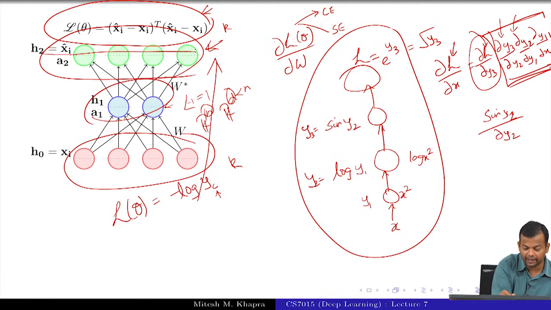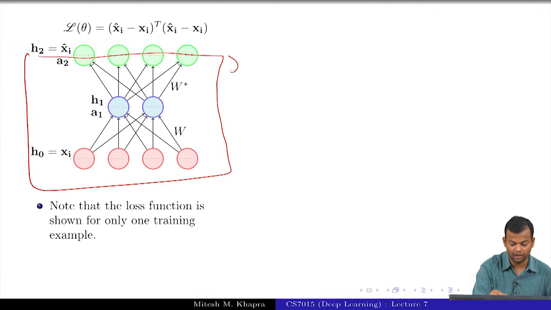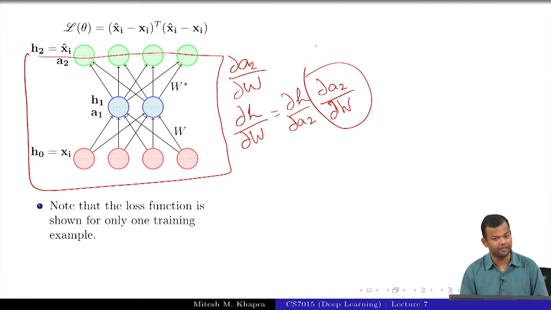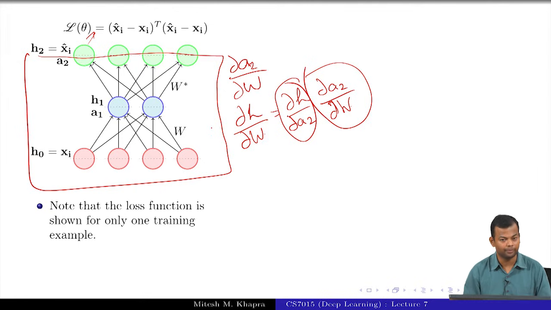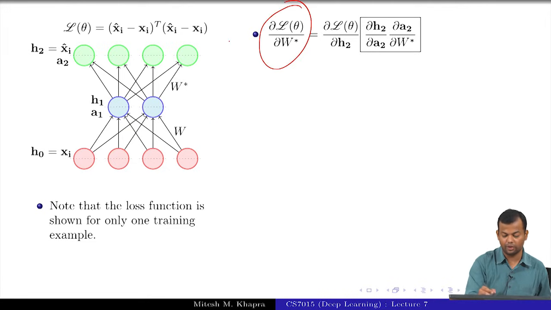In particular, let me go to the next slide. Everything that we had done for this portion of the network, from dou A2 all the way up to dou W, stays. Let me write it this way: I want dou L by dou W, so I can write it compactly as dou L by dou A2 and then dou A2 by dou W. This portion is not going to change because I have not changed any of the functions here. I have just assumed sigmoid or logistic, the same kind of network. The only thing I have changed is at the output layer. So I just need to recompute this and the rest can be reused. That's the intuition I wanted to give you, and that's exactly what's written on this slide. I have written it as dou L theta by dou W star. That's the first gradient I am interested in, and I could write it as dou L theta by dou H2, dou H2 by dou A2, and dou A2 by dou W star.